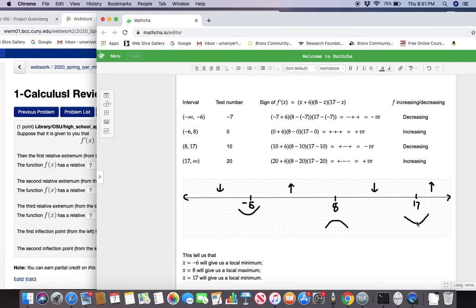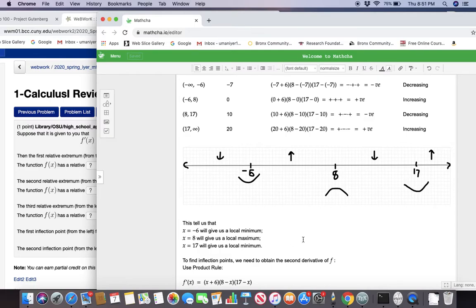Likewise, 17. Mind you, I don't know where these curves lie, far above or far below. I don't care. I only care what happens to the shape. You see, at 17, to the left I'm decreasing, to the right I'm increasing. So left of 17 I'm decreasing, and then I start increasing after 17. So this gives me a local minimum.